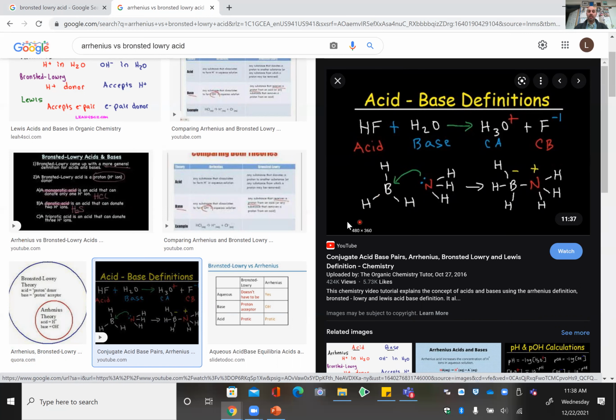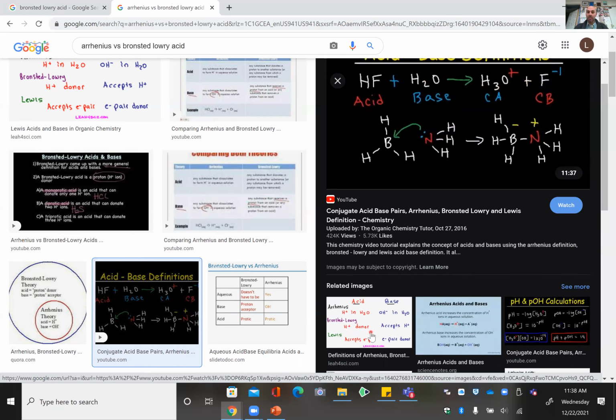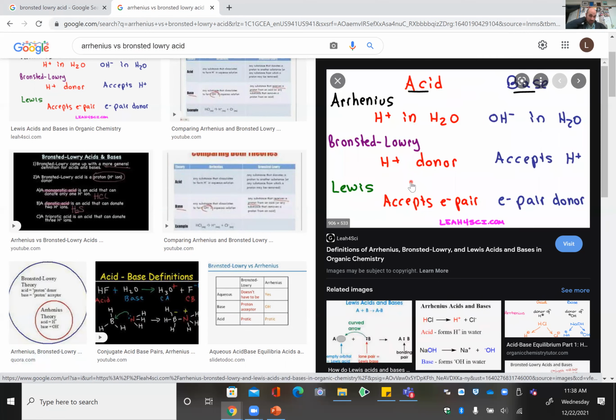Again, your book really doesn't get too much into this. Here's a nice little slide if you want to jot this down to keep everything straight. Arrhenius is H plus in water, OH minus in water. Bronsted-Lowry acid was a hydrogen donor. Bronsted-Lowry base was a hydrogen acceptor. Lewis acids accept electron lone pairs, and Lewis bases donate electron lone pairs.